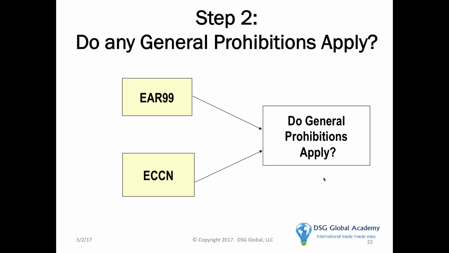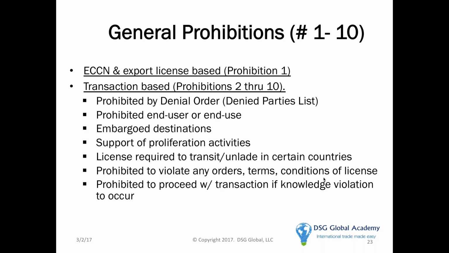The step 2 that I mentioned was there's certain general prohibitions. Whether or not your product has an ECCN or is EAR 99, it may still need a license if you ship to any prohibited end users, embargo destinations, and so forth.